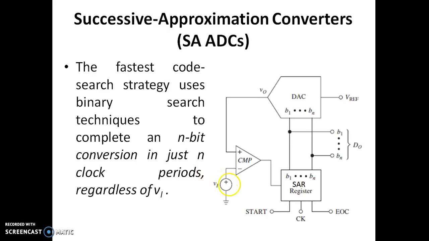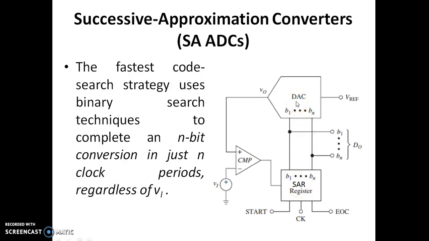We can see this is also a DAC based ADC, but the only major difference is that we have a different type of register. It is no more a counter now. This is a SAR, which stands for successive approximation register, which is replacing the counter of an ordinary DAC based ADC. The major difference is that this register is no more a counter, it is a successive approximation register.